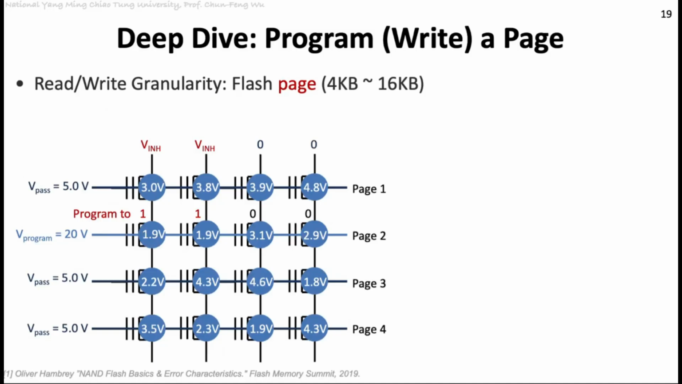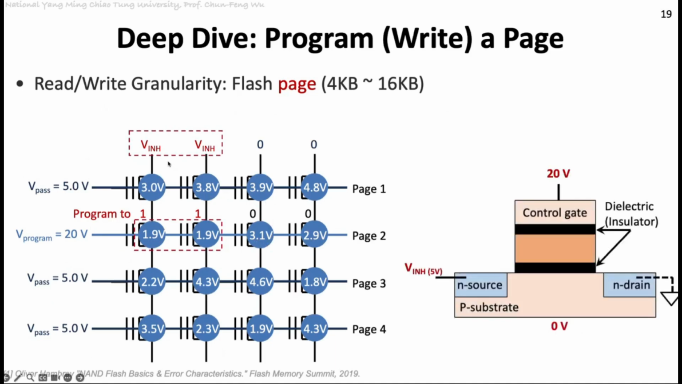Okay, but with this inhibition voltage applied on the bit line, actually we will not program the first two. We only program the last two. Okay, so you can see now the last two memory cells become 3.1 and 2.9. It means the electrons are moved from the p substrate into the floating gate. Okay, so what does this kind of inhibition mean?